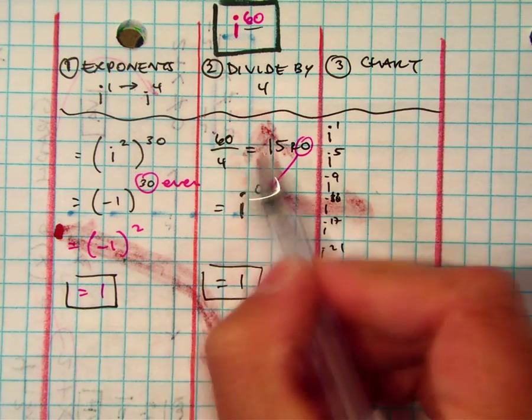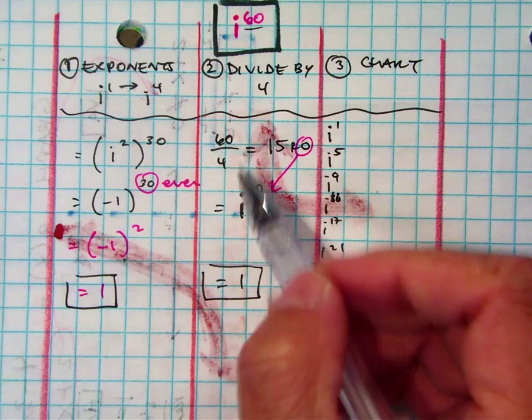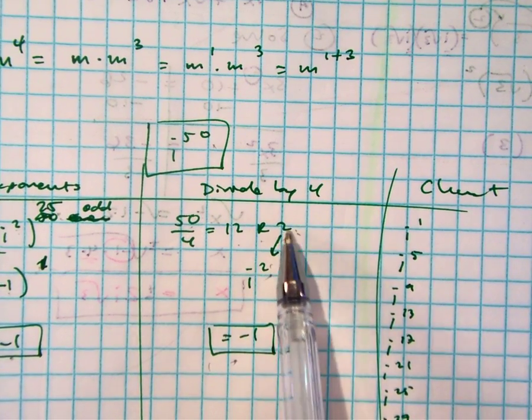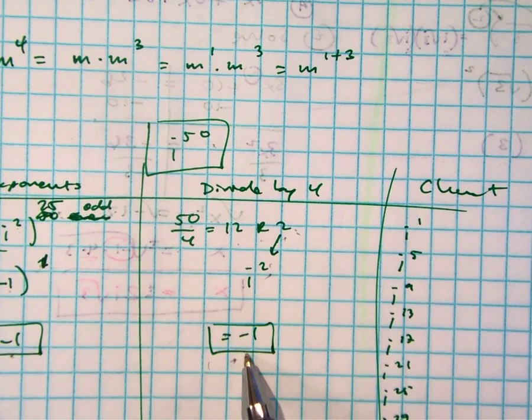So if you did this problem, let's just say you picked the 50th power. 50 divided by 4 gives you 12. Your remainder is 2. You just bring down the 2 and then you simplify that. Okay?